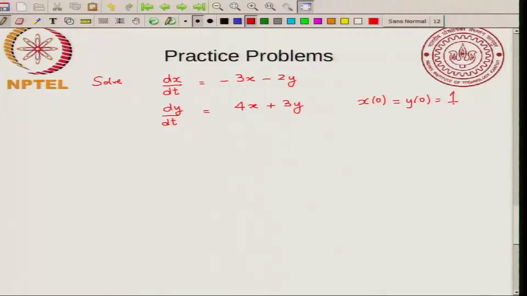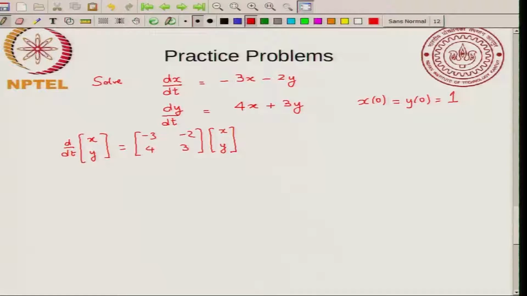Okay. So here since I have two differential equations, I need two initial conditions, x of 0 equal to 1 and y of 0 equal to 1. So these are the two initial conditions. So when you finally solve this equation, you will have no undetermined constants. Okay. So now I can immediately write this in matrix form. So I write d by dt of the matrix x y is equal to the matrix minus 3 minus 2, 4 3 times x y. So it is a set of linear equations with constant coefficients.